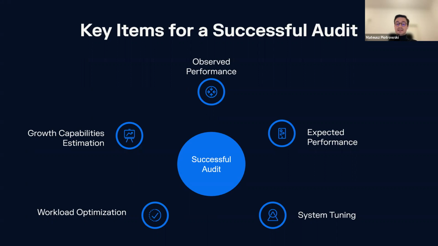And then we have 2 very similar items, but they're slightly different. So there is system tuning and workload optimization. The system tuning focuses on your system, it's not your application. This is how we can tune the system to close the gap between the observed performance and expected performance. And then we have the workload optimization, which focuses on improving your application so that it uses the system in a more performant way. And the last item is the growth capabilities estimation. We can also call it usage projection. So this one tells us how we can plan our workload, how will the workload change in the future, whether we have the capacity to absorb the changes, and if we have the plan to expand the system when needed. And with those 5 items in mind, let's move to the next slide.